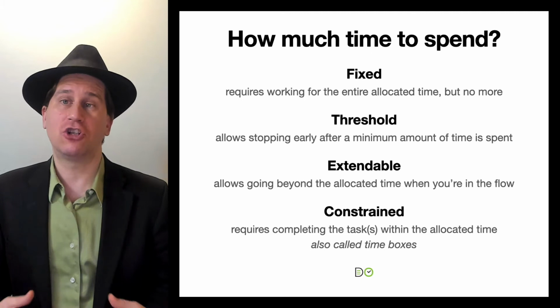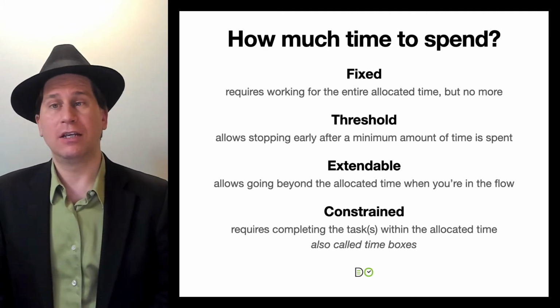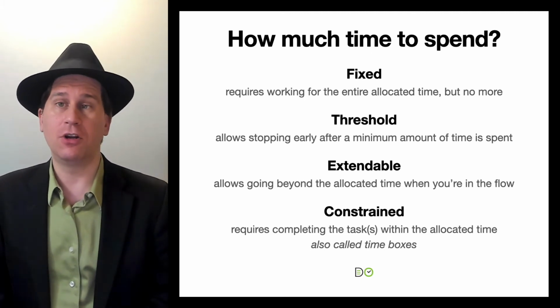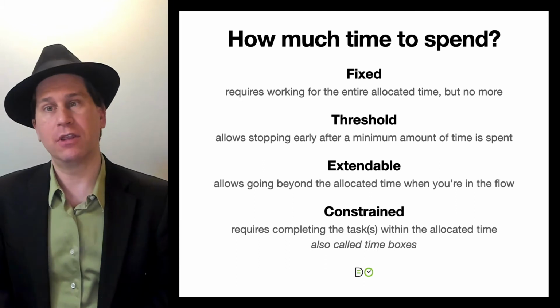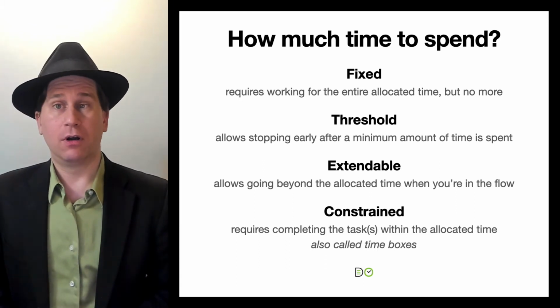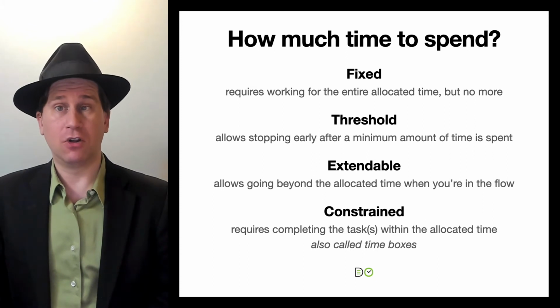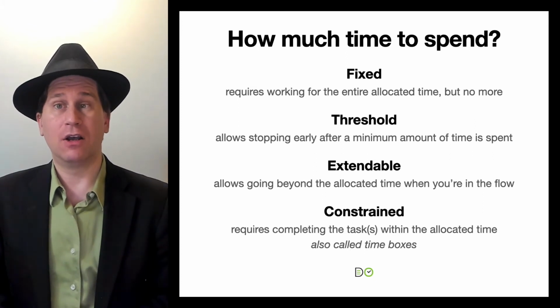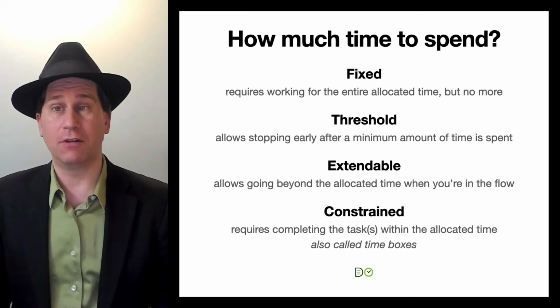Finally, you have constrained time blocks. And this is where I say, whatever task or thing I'm going to do, I have to get it done within this time period. And this is really useful for subverting Parkinson's law, which is the law that says that a task will expand to fill the amount of time we give it.